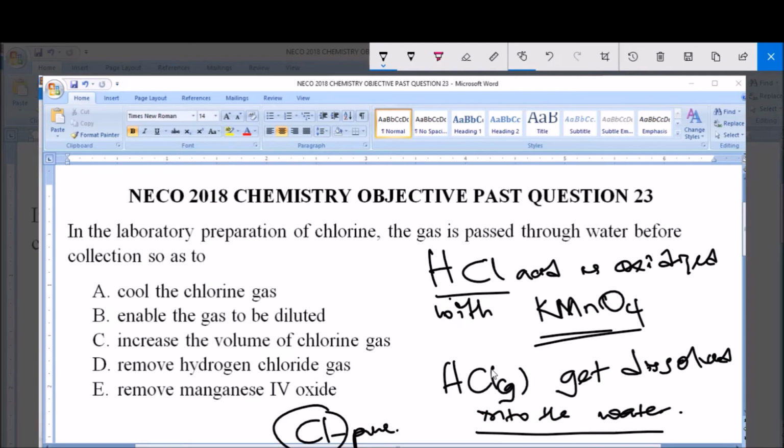But initially, this chlorine gas was impure because it has parts of hydrogen chloride, because hydrogen chloride gas and the chlorine gas were actually evolved from this reaction. But as this gas passes through water, this water then removes the hydrogen chloride, because hydrogen chloride gas is soluble in water, so it dissolves in water, thereby releasing the pure chlorine gas, and this pure chlorine gas is then collected. So the essence of this water is to remove hydrogen chloride gas, which is option D. And this is the answer to this question.